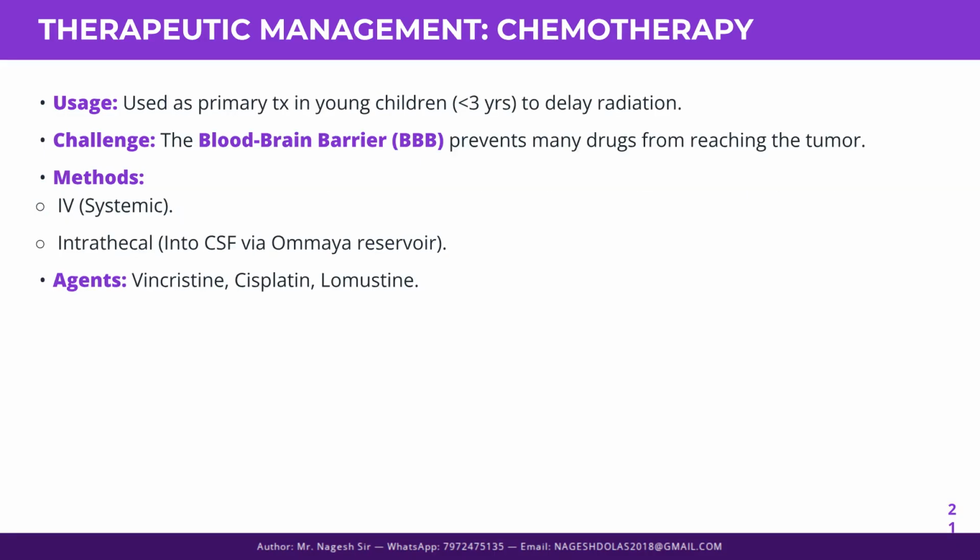Chemotherapy is used as the primary treatment in young children to delay radiation. A challenge is the blood-brain barrier, which limits drug access. Methods include systemic IV administration or intrathecal delivery into the CSF via an Ommaya reservoir. Common agents are vincristine and cisplatin.